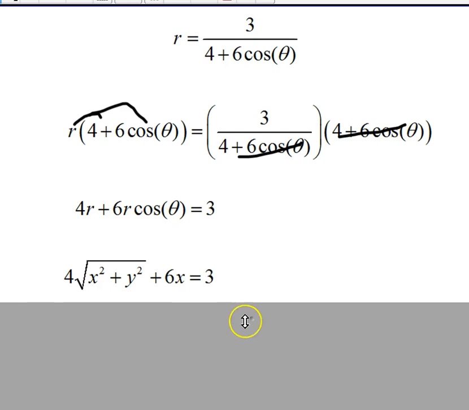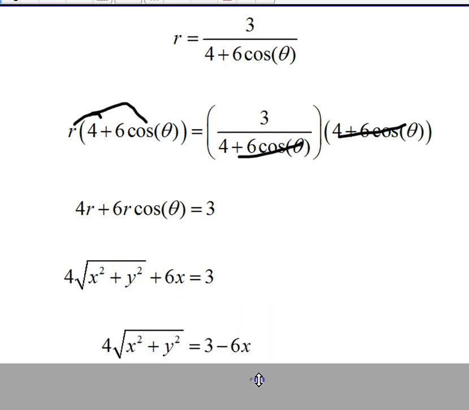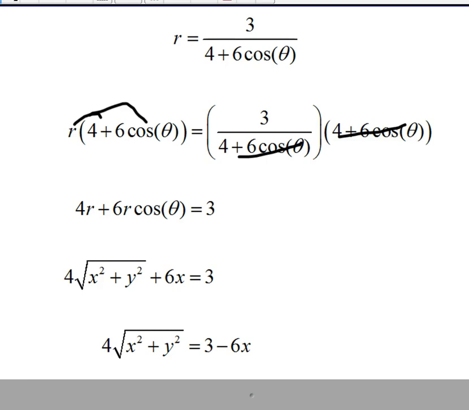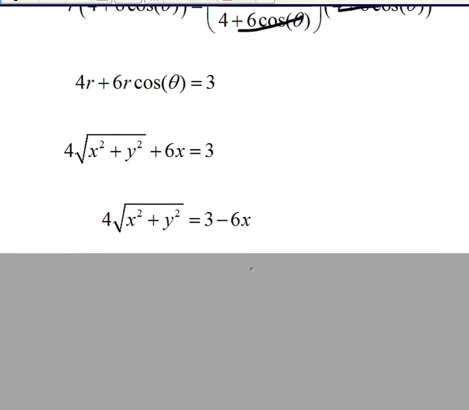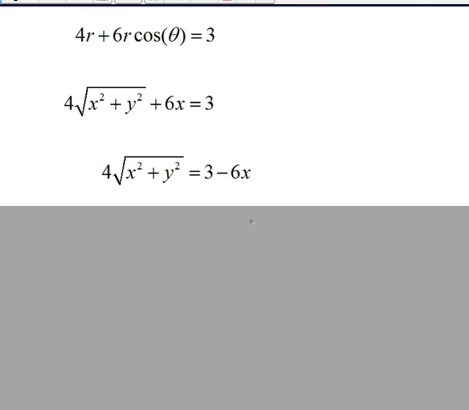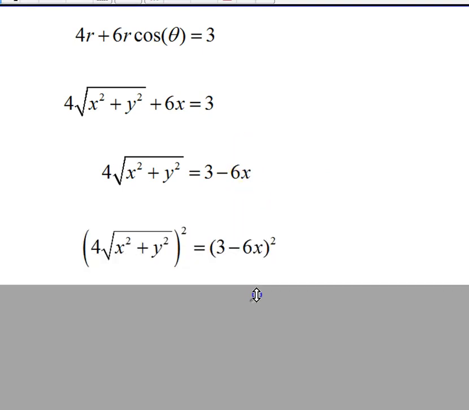Now when I have a radical, the next thing I want to do is get rid of the radical, and I need to do that by squaring the square root. But before I square the square root, I want to isolate it. So I want to get the square root by itself on one side of the equation and everything else on the other side. Now I could also put 4 on the other side by dividing both sides by 4, but I'd prefer not to reintroduce a fraction, so I'm not going to do that. Now I'm going to square both sides of the equation. Notice when I square both sides of the equation, I'm squaring the 4 as well as the square root.